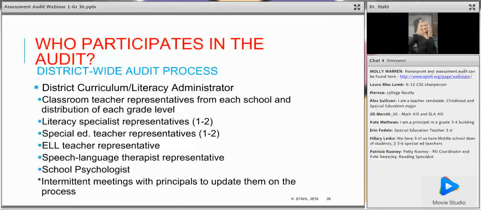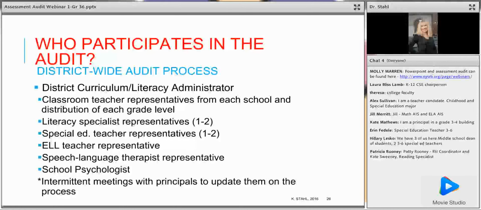Now, when we get to the district-wide process, we do want a district curriculum literacy administrator heading that. That's the person who's sort of chairing this meeting. Also, a classroom teacher representative from each school, with a distribution of grade levels. You don't need every grade level representative from every school, but you want a person from every school and you want every grade level represented.